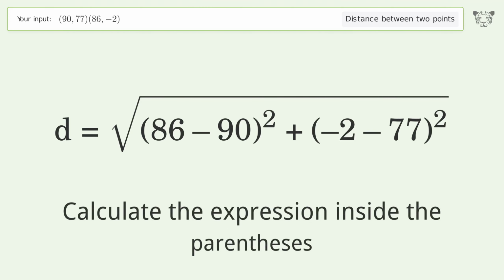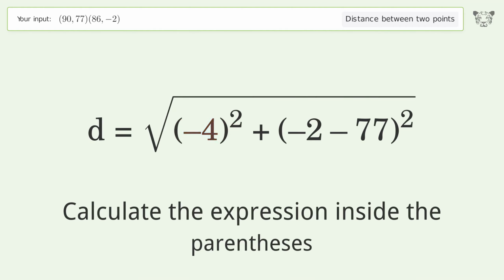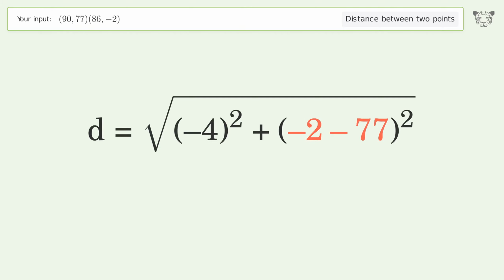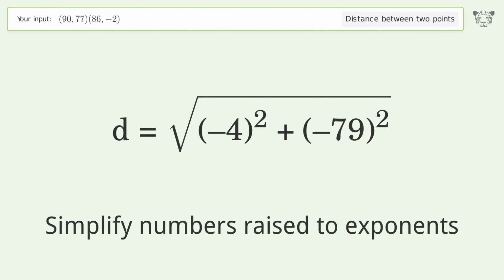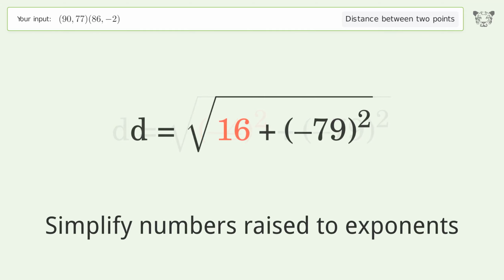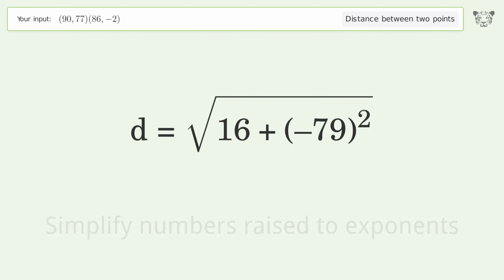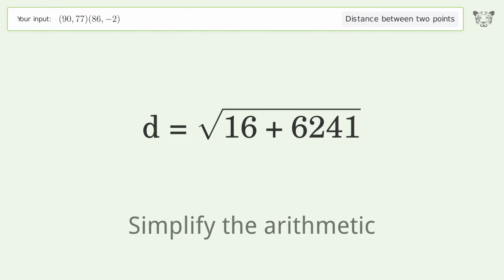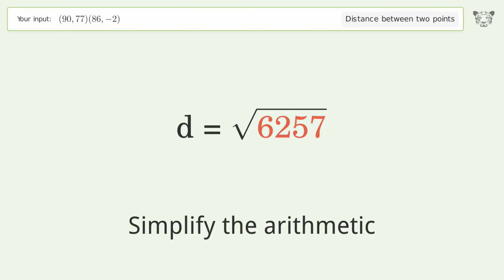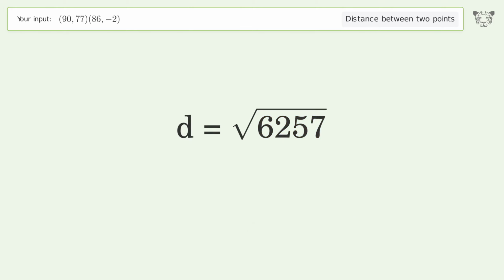Calculate the expression inside the parentheses. Simplify numbers raised to exponents. Simplify the arithmetic. And so the distance between the 2 points is the square root of 6,257, or 79.101.